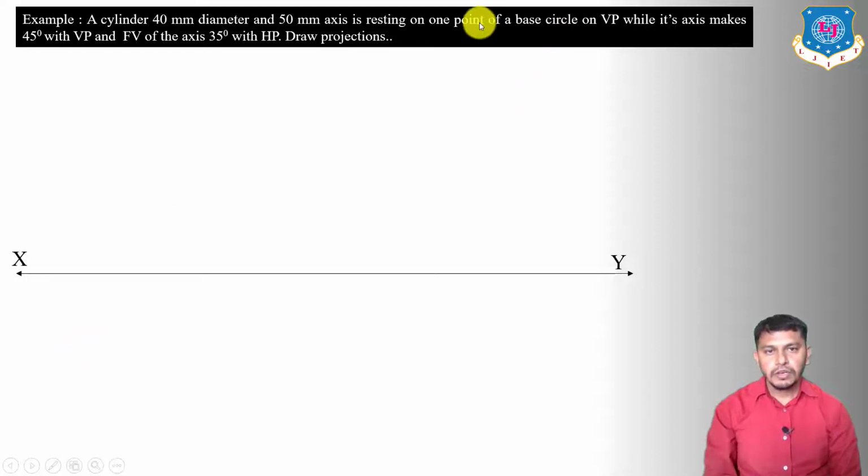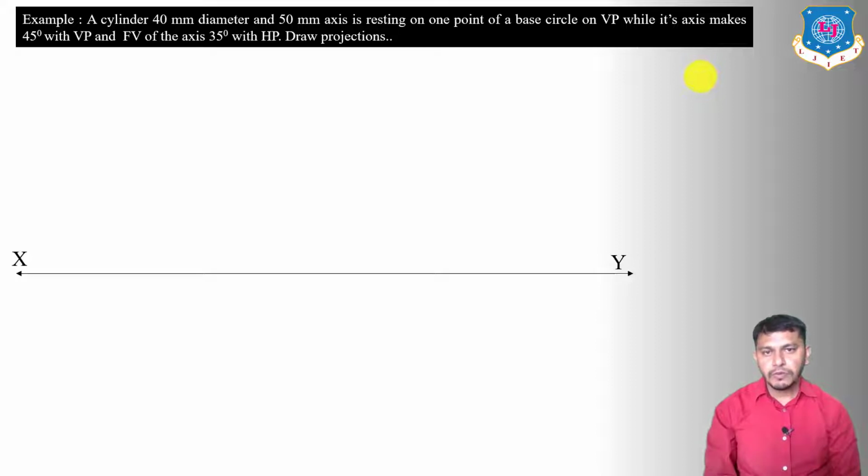Now the cylinder is resting with one point of its base circle on the vertical plane. To draw the front view and top view in the first stage, we have to assume that the base and the top face of the cylinder are parallel to VP and perpendicular to the horizontal plane, and the axis is perpendicular to the vertical plane and parallel to the horizontal plane. By assuming this condition, we are going to draw the front view and top view of the cylinder.